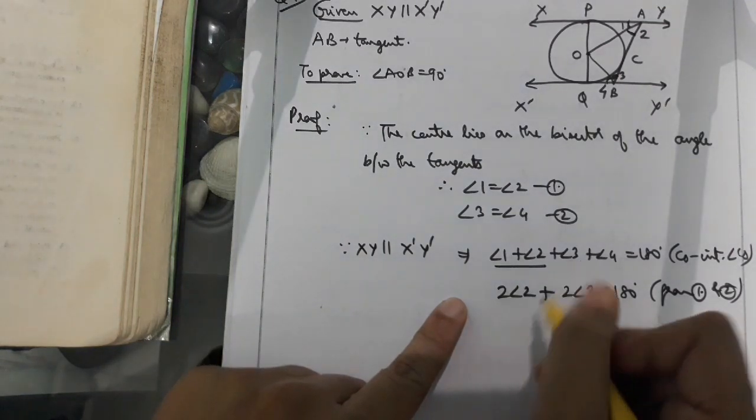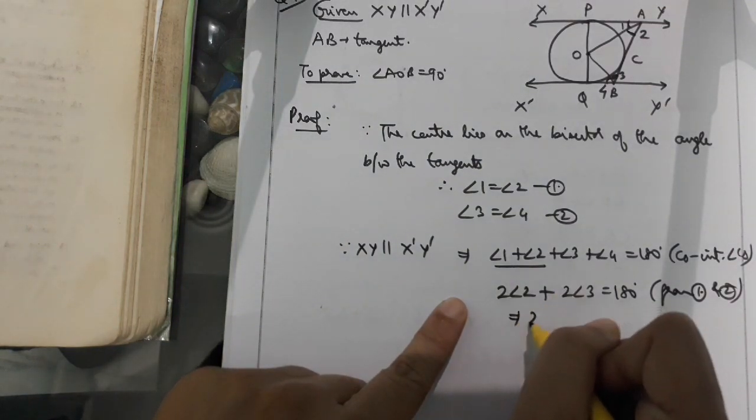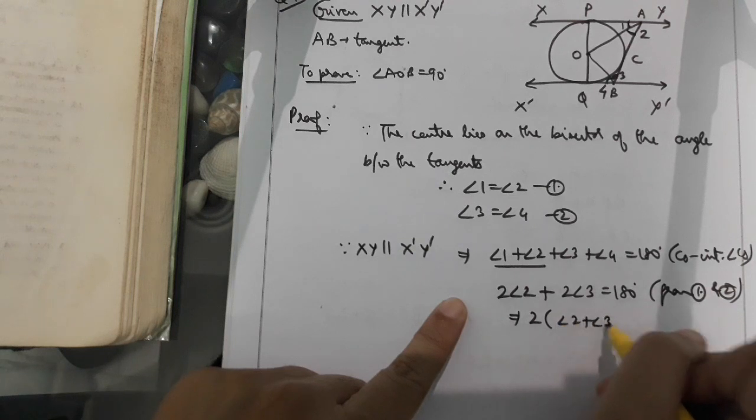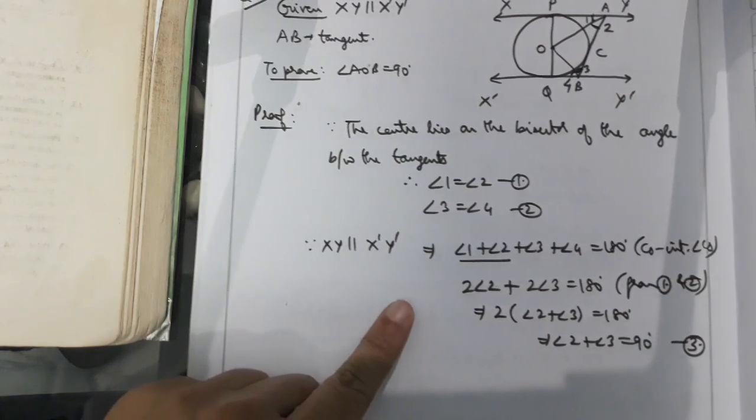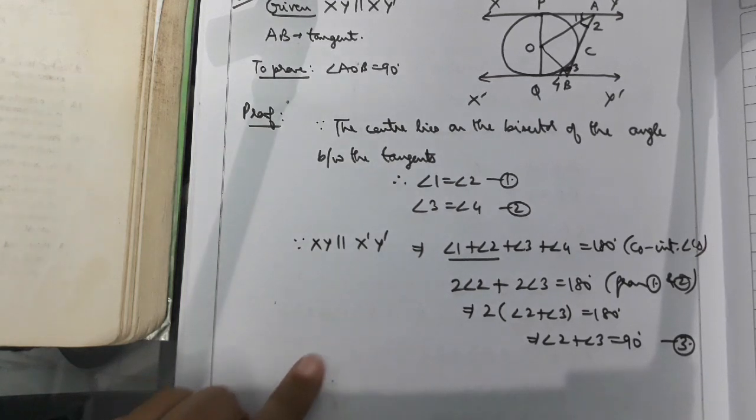Twice angle 2 plus twice angle 3 is 180 degrees. 2 we can take out common. So from here we obtain that angle 2 plus angle 3 is of measure 90 degrees. This is what we obtain. Let this be equation 3.